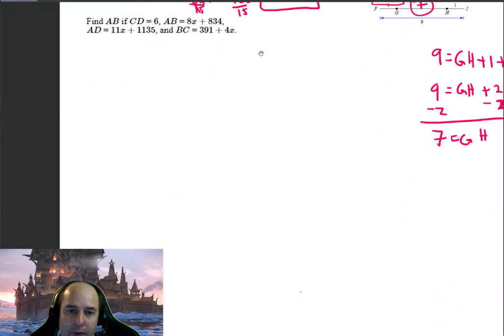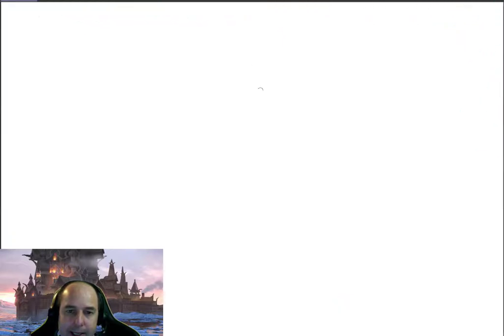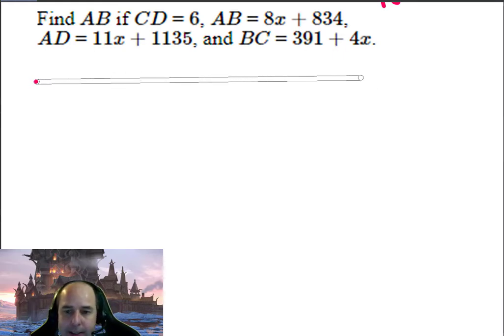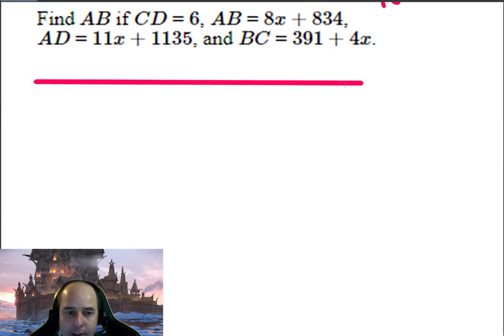All right, I'm going to do one more for you in case that was just like blinding light speed. I don't think it was, but let's just go ahead and do one more example for you. So find AB if CD is equal to 6, AB is equal to all this, AD is equal to all that, and BC is equal to all this. So once again, do not hurt yourself. Draw a stinking picture. So here we go.